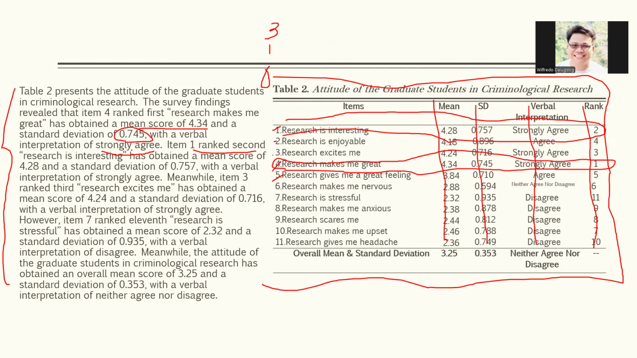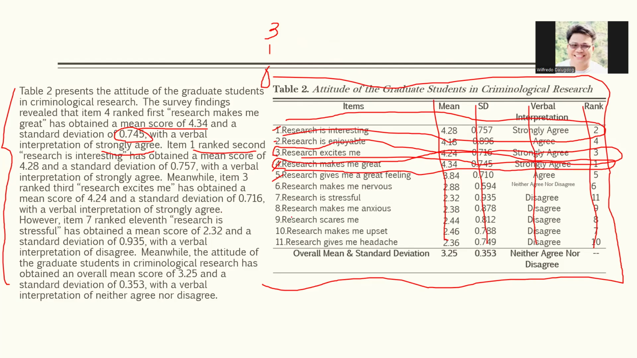Item 1 ranked second. Research is interesting, has obtained a mean score of 4.28 and a standard deviation of 0.757 with a verbal interpretation of strongly agree. Meanwhile, item 3, which is this one, ranked third. Research excitement has obtained a mean score of 4.24 and a standard deviation of 0.716 with a verbal interpretation of strongly agree.